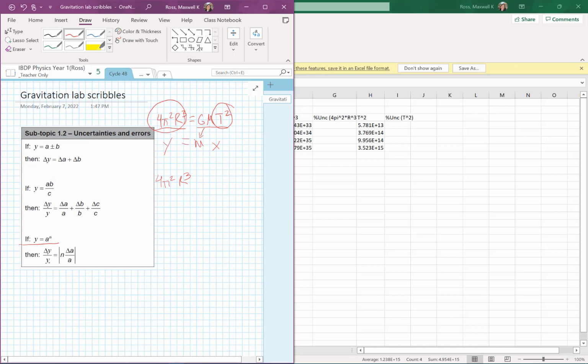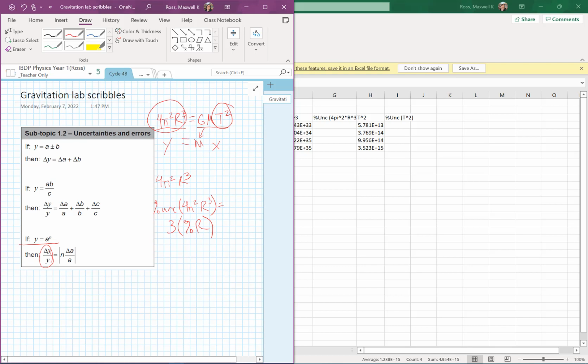If y equals a to the n, then the relative uncertainty in y is n times the relative uncertainty in a. So in that case, if I want my relative uncertainty, which I'm going to write as percent uncertainty in 4 pi squared r cubed, it's just going to be 3 times the percent uncertainty in, this is not perfect notation, but the percent uncertainty in r. Because 4 and pi squared don't have any percent uncertainties.